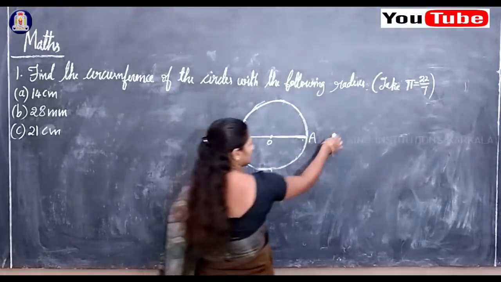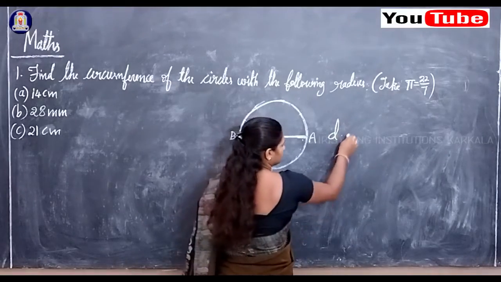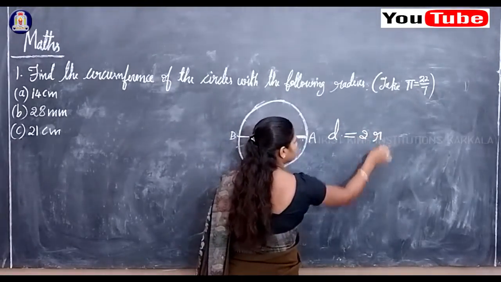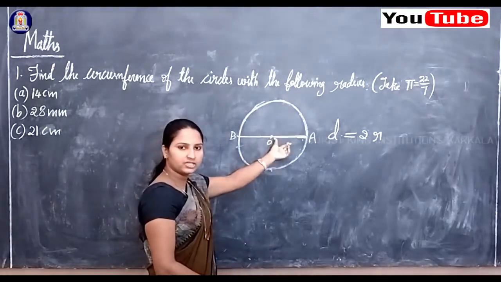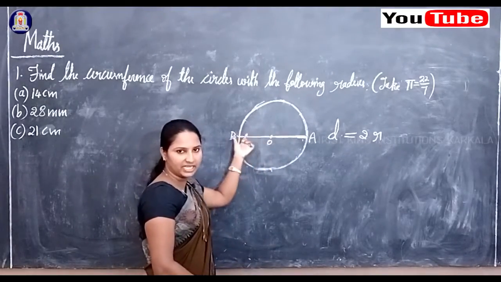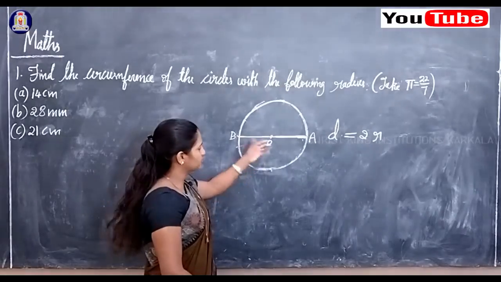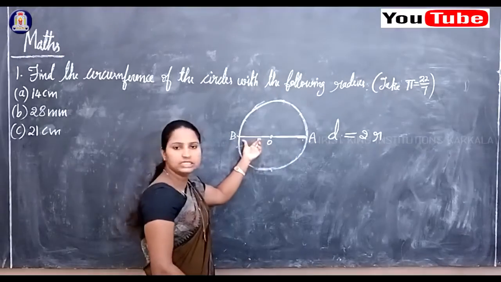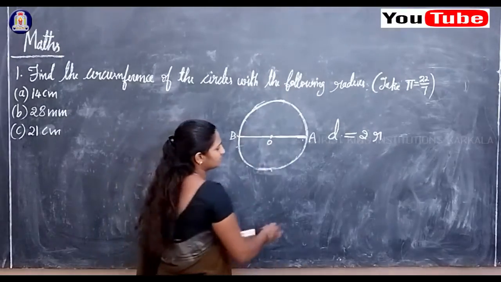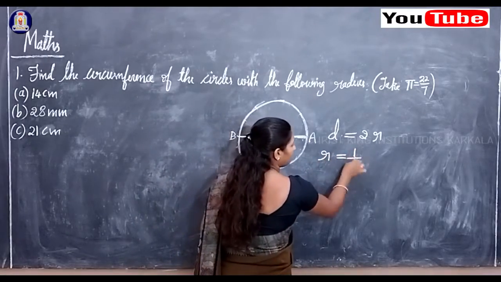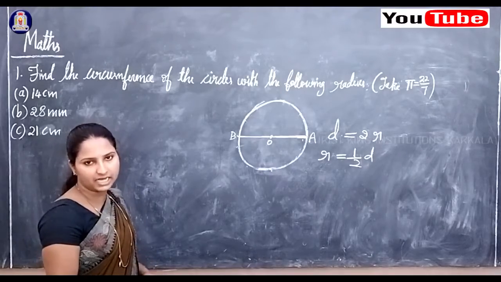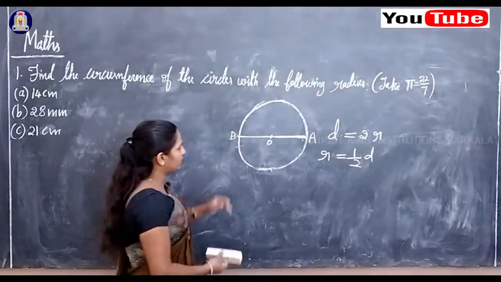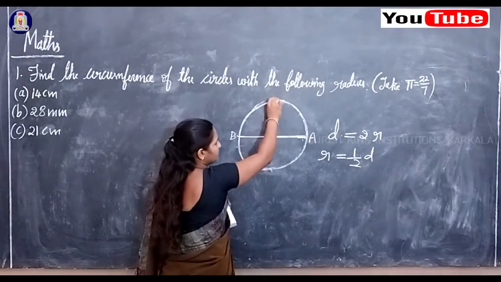We will say like this: diameter, represented by small letter d, is equal to 2 times radius. So radius plus radius. One radius plus another radius, 2 radii. So 2 into radius. Clear? So diameter means 2 times a radius, or radius is half of diameter. Clear? Radius is half of a diameter.